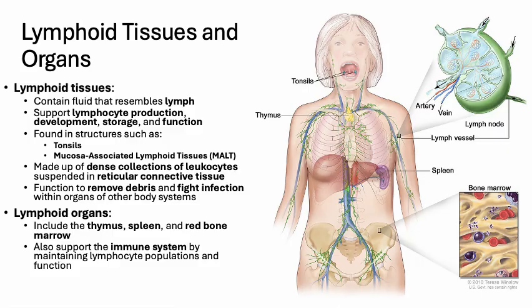Then we have the lymphoid organs, which include the thymus, spleen, and red bone marrow. These organs are more structurally complex than tissues, but they serve similar immune functions. They are responsible for maintaining healthy lymphocyte populations and providing sites for immune responses to be activated.